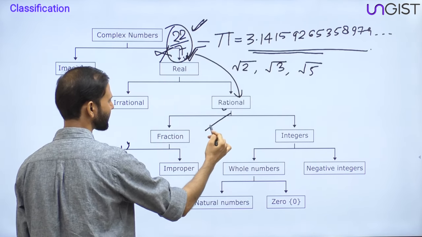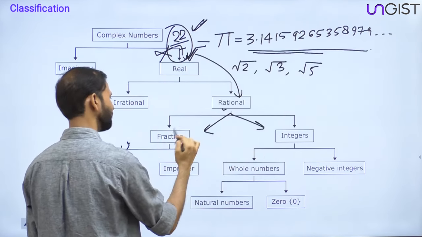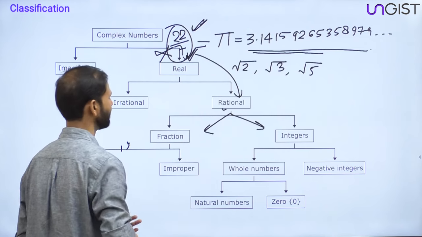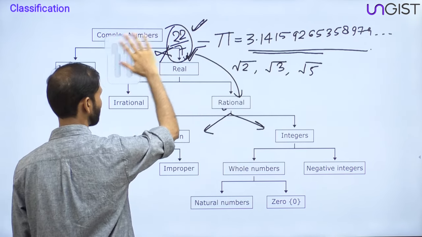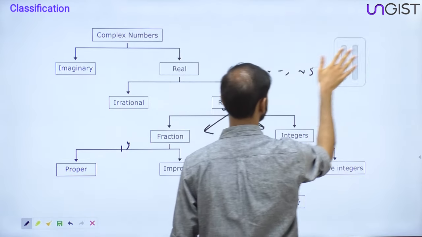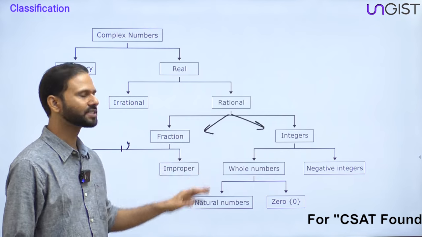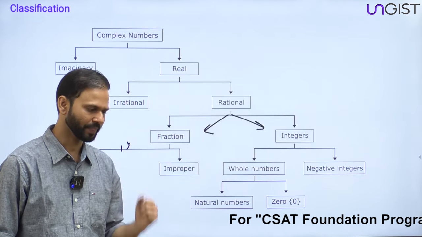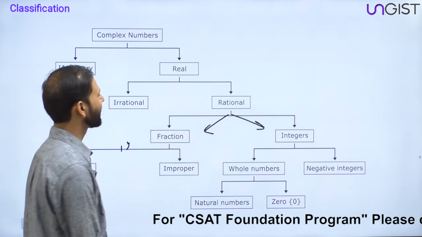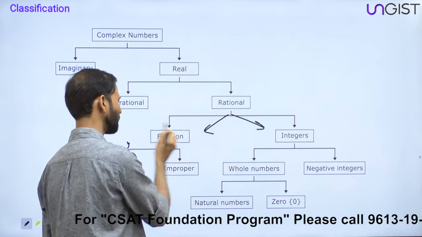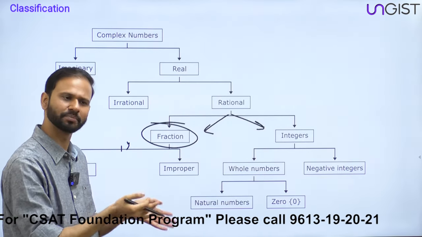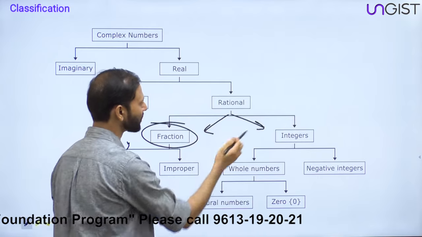Rational numbers can be further classified into two groups: fractions and integers. Right, everybody. Now let's talk about it. Fractions and integers. Fractions you all know, what are fractions? ठीक है, अभी हम लोग वही सब पढ़ रहे थे। Integers are what?